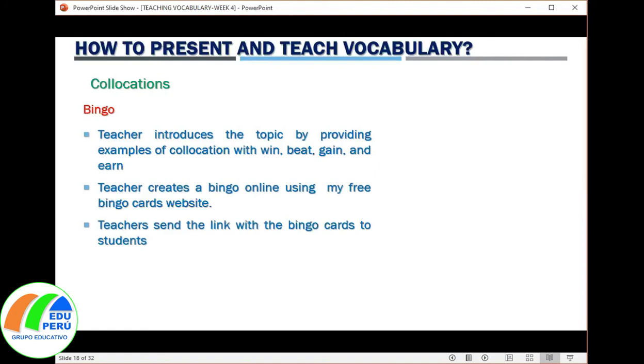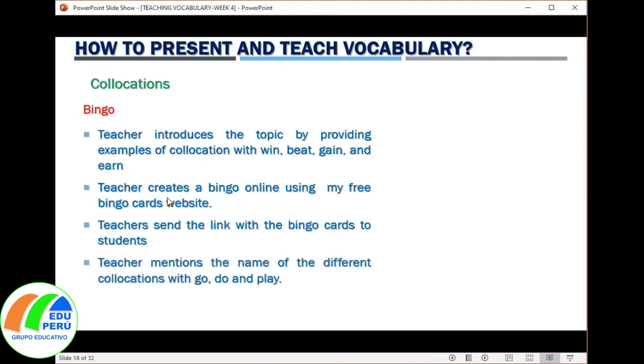Teachers send a link with the bingo cards to students. So this web page permits us to play this bingo virtually. All right, you don't need to print the cards. You can play them virtually. Teacher mentions the name of the different collocations with go, do, and play. The student who has a full card wins.